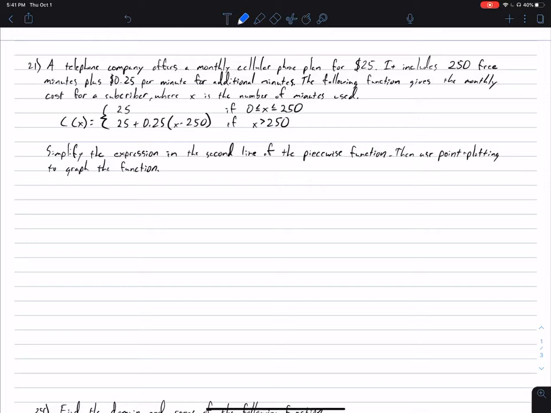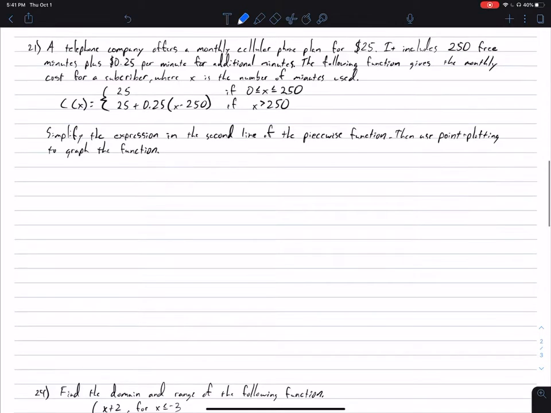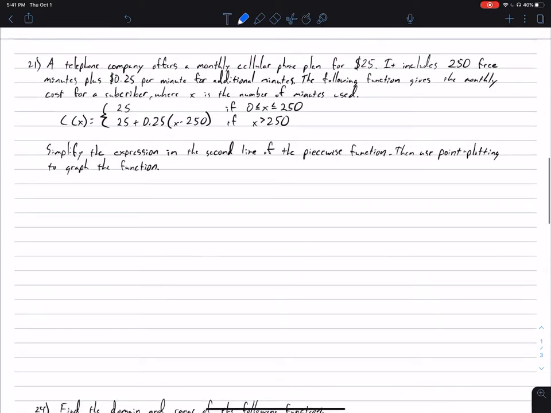A telephone company offers a monthly cellular phone plan for $25. It includes 250 free minutes plus 25 cents per minute for additional minutes. The following function gives the monthly cost for a subscriber, where x is the number of minutes used. So they've already created the function for us, which is nice of them. So you've got 25 when it's between 0 and 250 minutes, including 0 and 250. And then it's 25 plus 0.25 times x minus 250 for greater than 250. Simplify the expression in the second line.